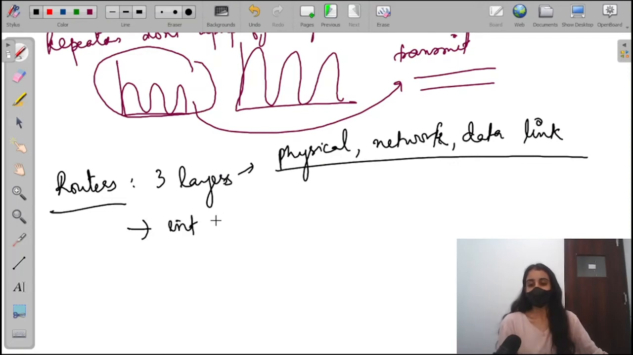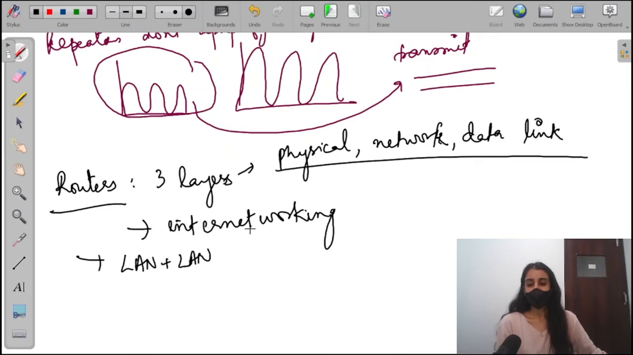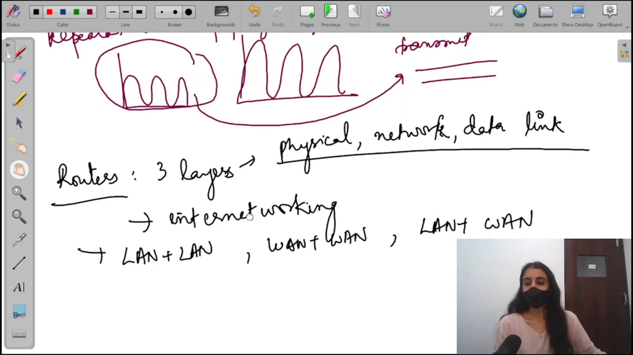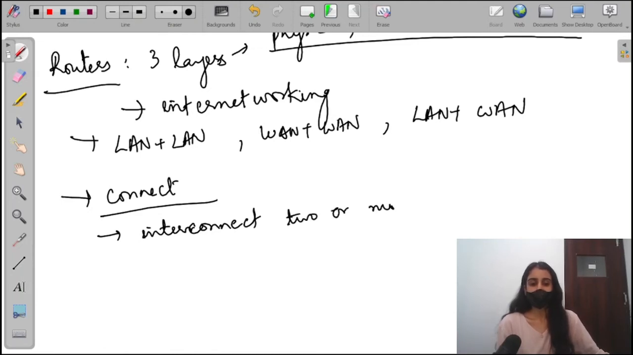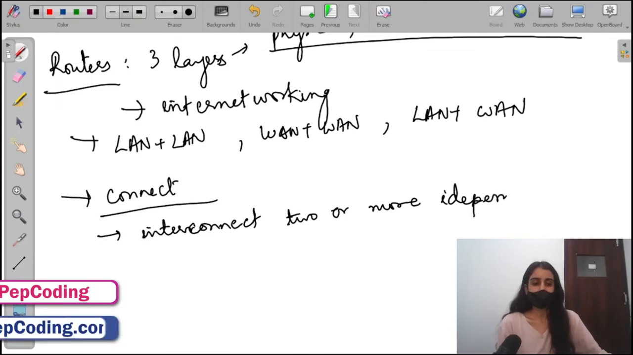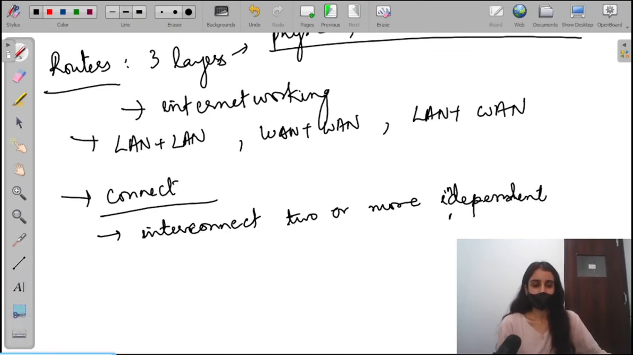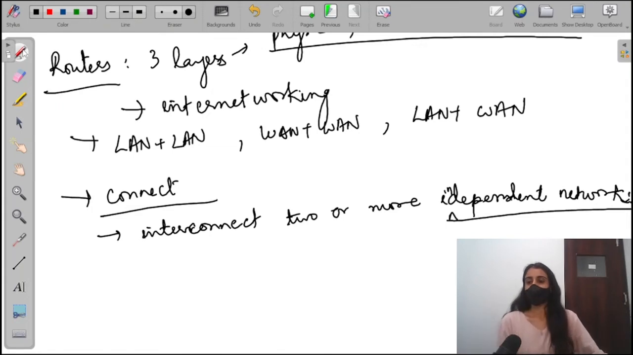Routers do the job of internetworking. What it does, it can connect LAN to LAN, it can connect WAN to WAN, and it can connect LAN to WAN. So its only job is to connect. It interconnects two or more independent networks. So this was the router.